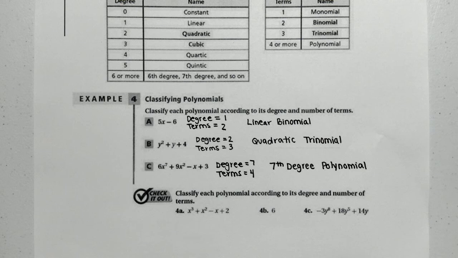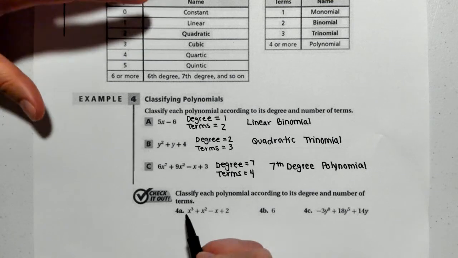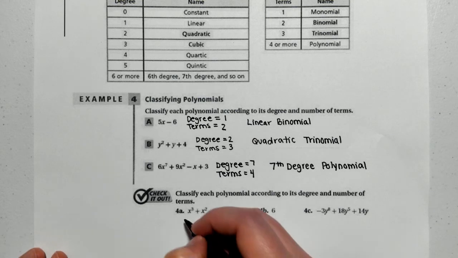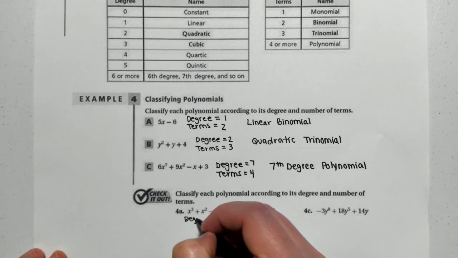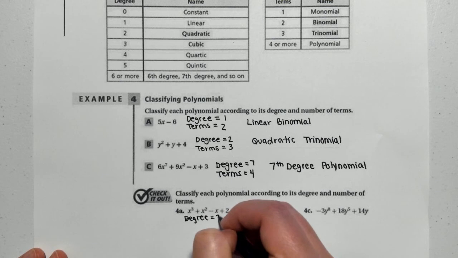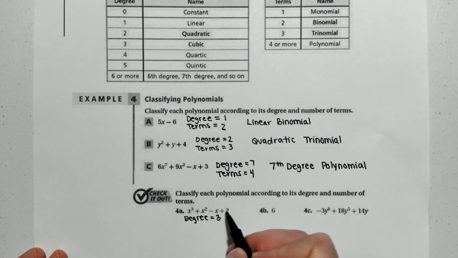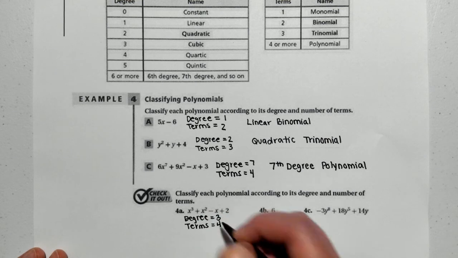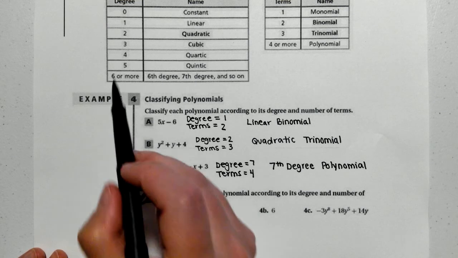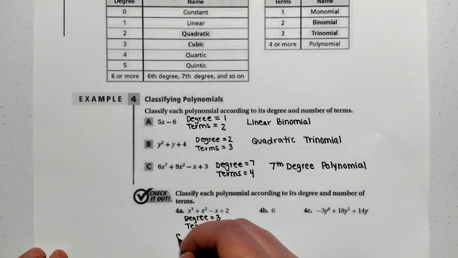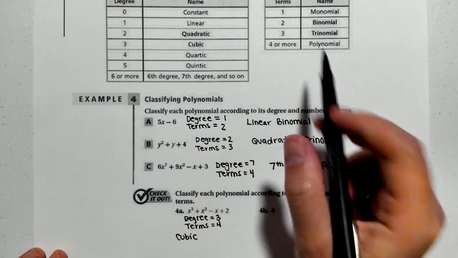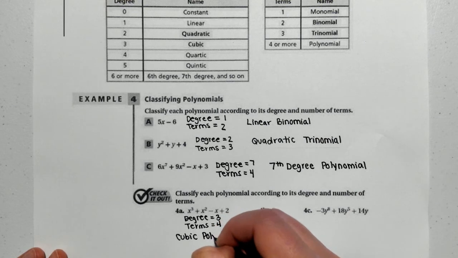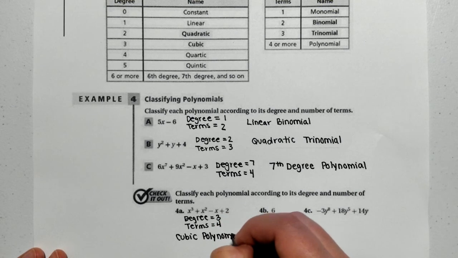All right, so A, x cubed plus x squared minus x plus 2. The degree here is 3, and then there's 1, 2, 3, 4 terms. So if I have a 3rd degree, that's going to be cubic, and 4 terms is a polynomial. So this is a cubic polynomial.